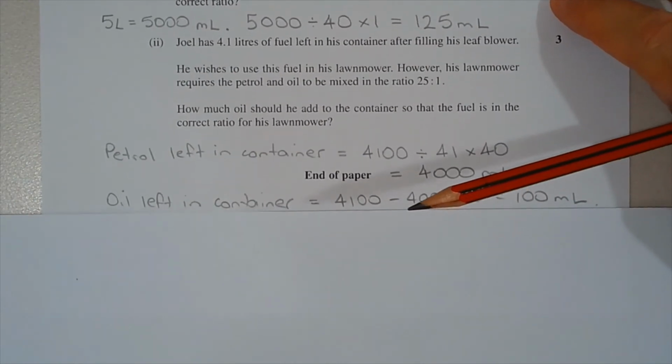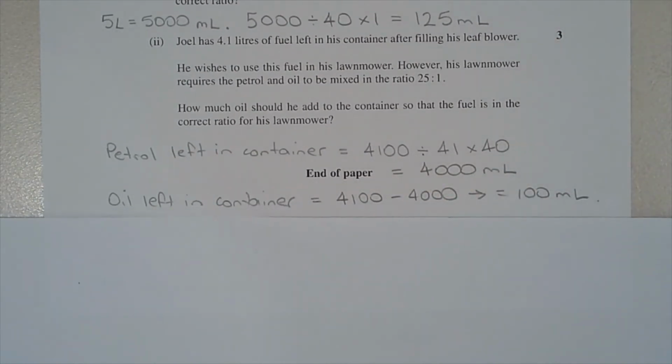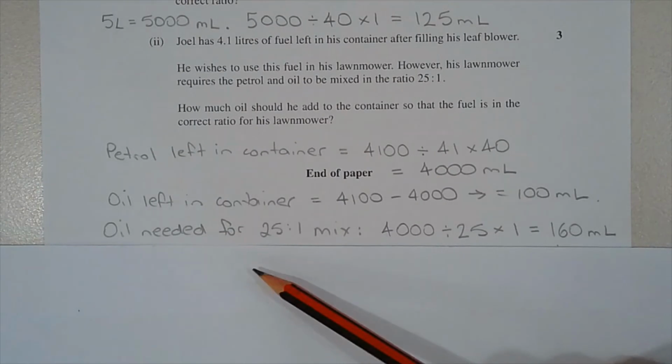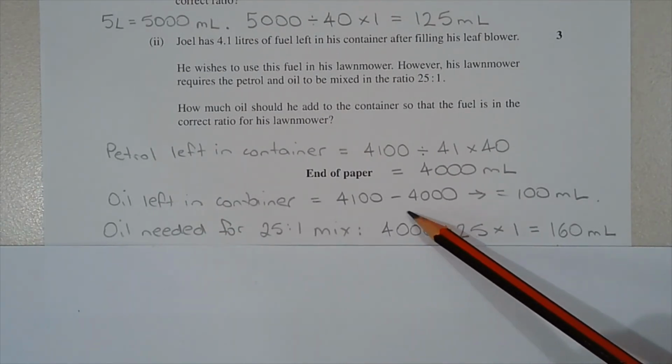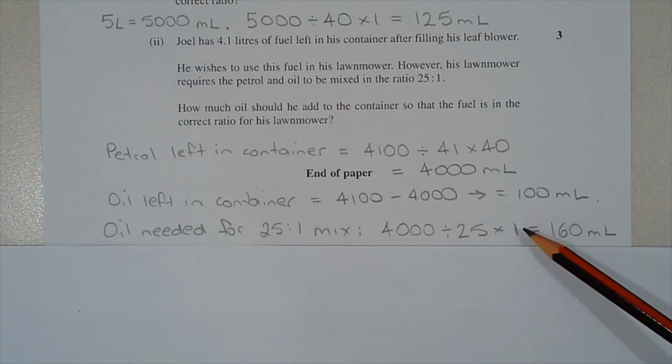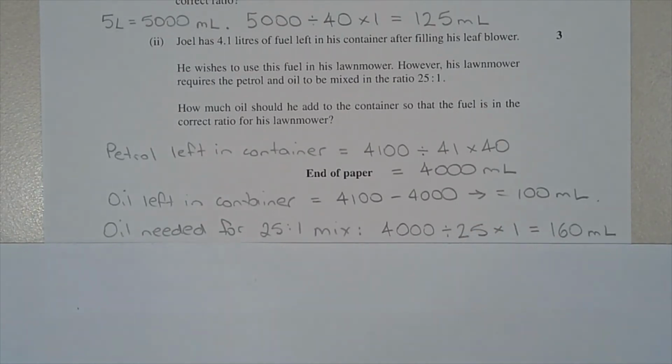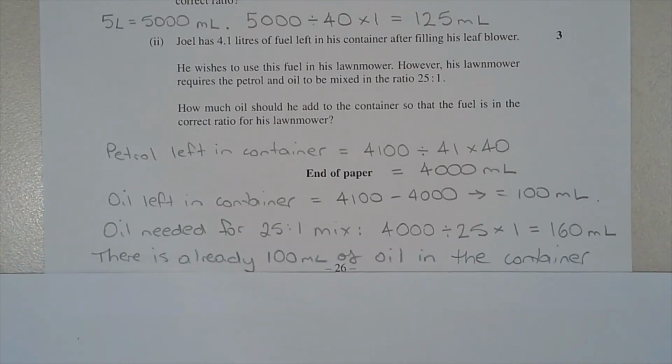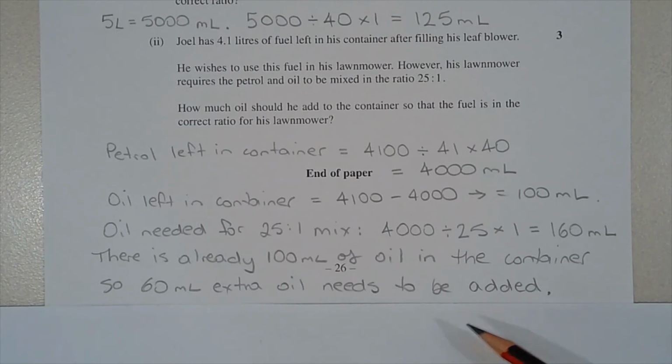So now to determine how much extra oil to add. So oil needed for a 25:1 mix, we take the amount of petrol that we have in the container, divided by 25 multiplied by 1, so that comes from the ratio 25:1, and that equals 160 millilitres of oil. But we have 100 millilitres of oil already in the container. So only 60 millilitres extra oil needs to be added to then create a 25:1 petrol oil mix.